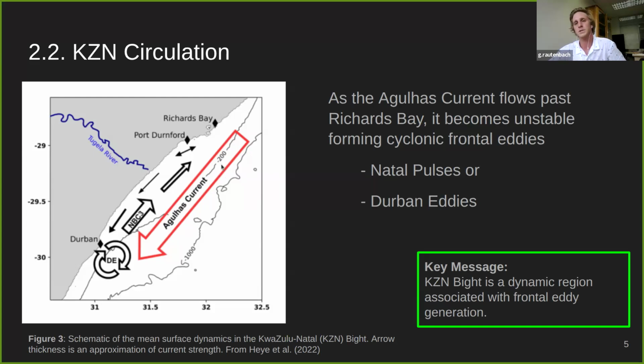Where the coastline recedes, when the Agulhas Current flows past Richards Bay, it becomes unstable. These instabilities roll into cyclonic frontal eddies, locally known as Natal Pulses or Durban Eddies. These eddies are associated with the Natal Bight coastal countercurrent, which you can see with the arrow where it says NBC3, which propagates in an opposite, equatorward direction.